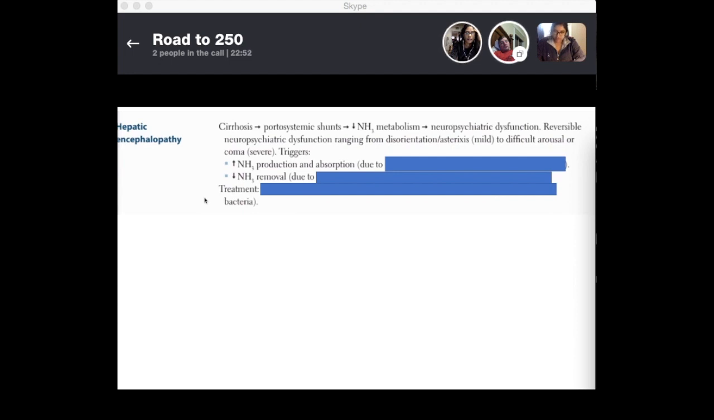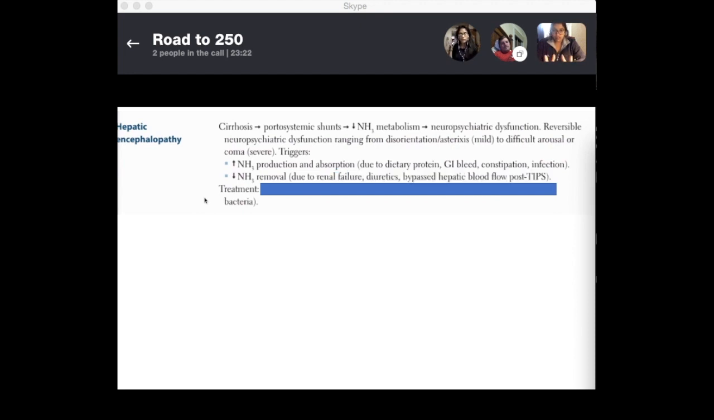Could be. The ones that First Aid mentions are dietary protein, GI bleeds, constipation, and of course infection, because bacteria is what we're going to talk about in a little bit, that we particularly are worried about here. And then with decreased removal, Pete mentioned renal failure. This is where we also have our TIPS procedure going on, as well as diuretics will prevent proper removal of this guy.